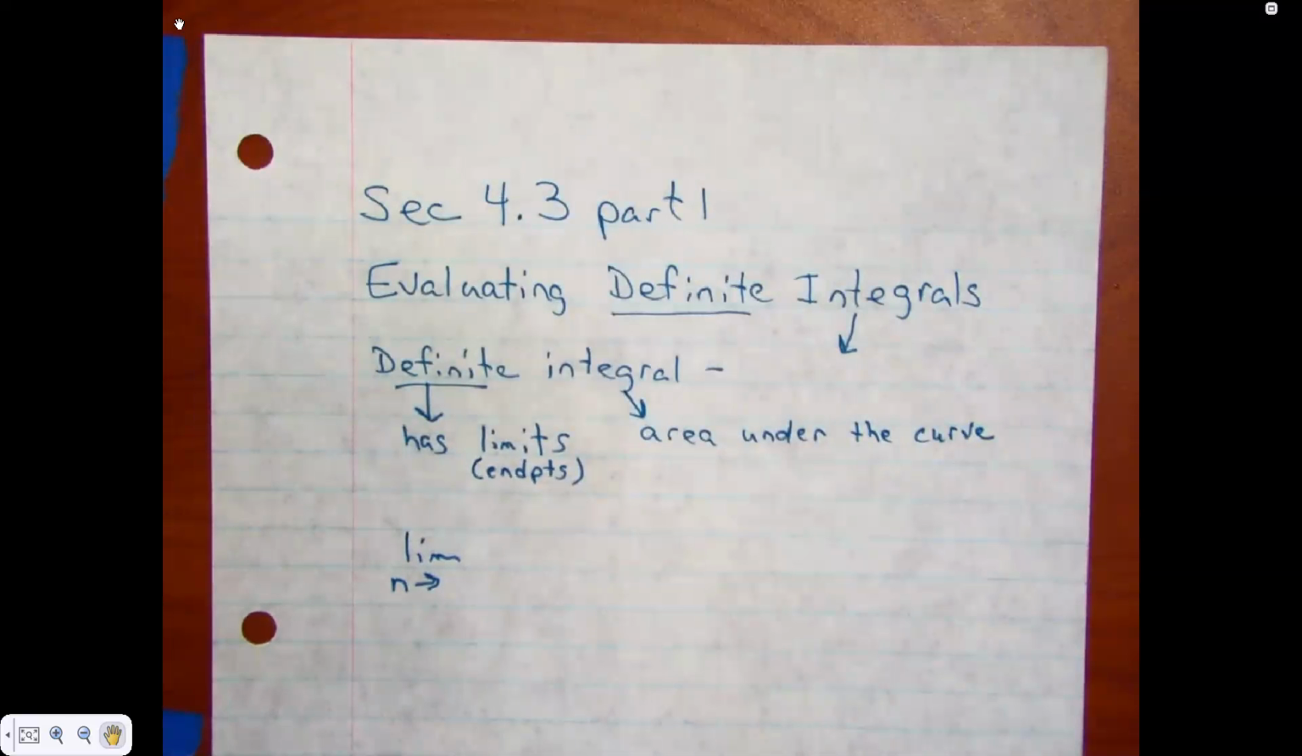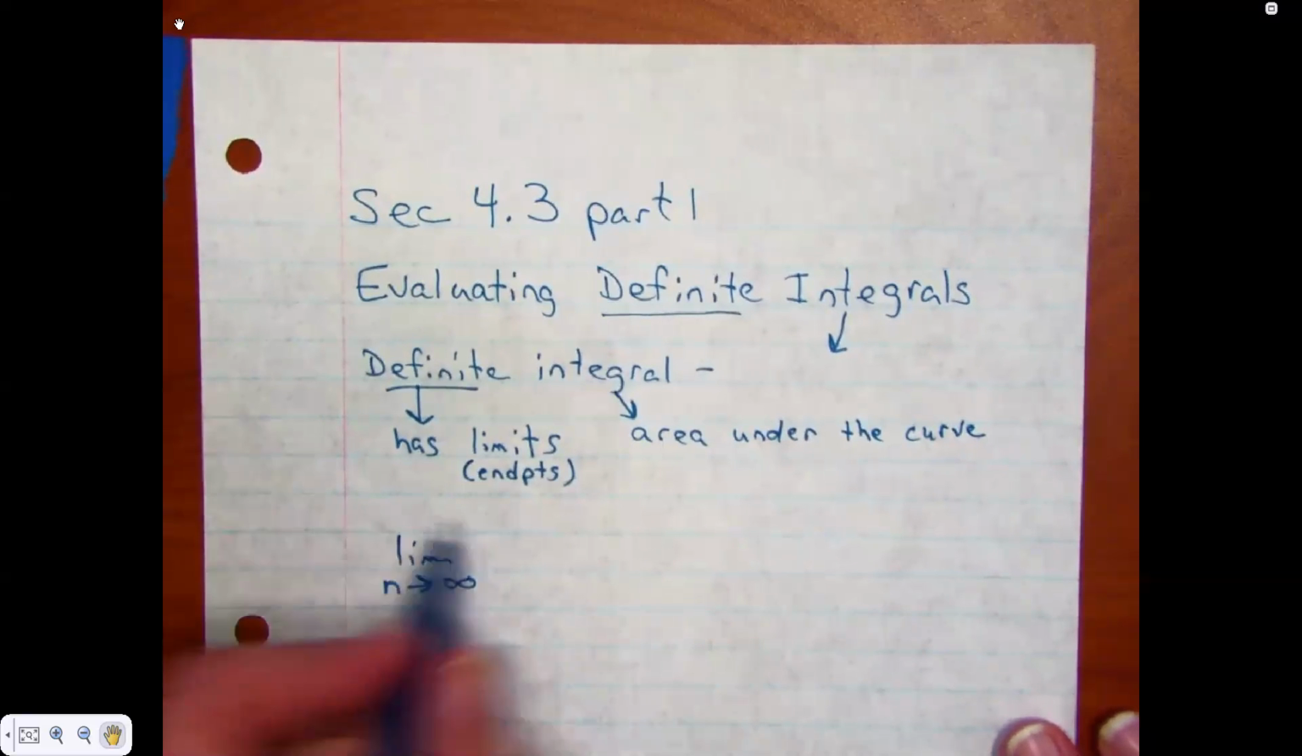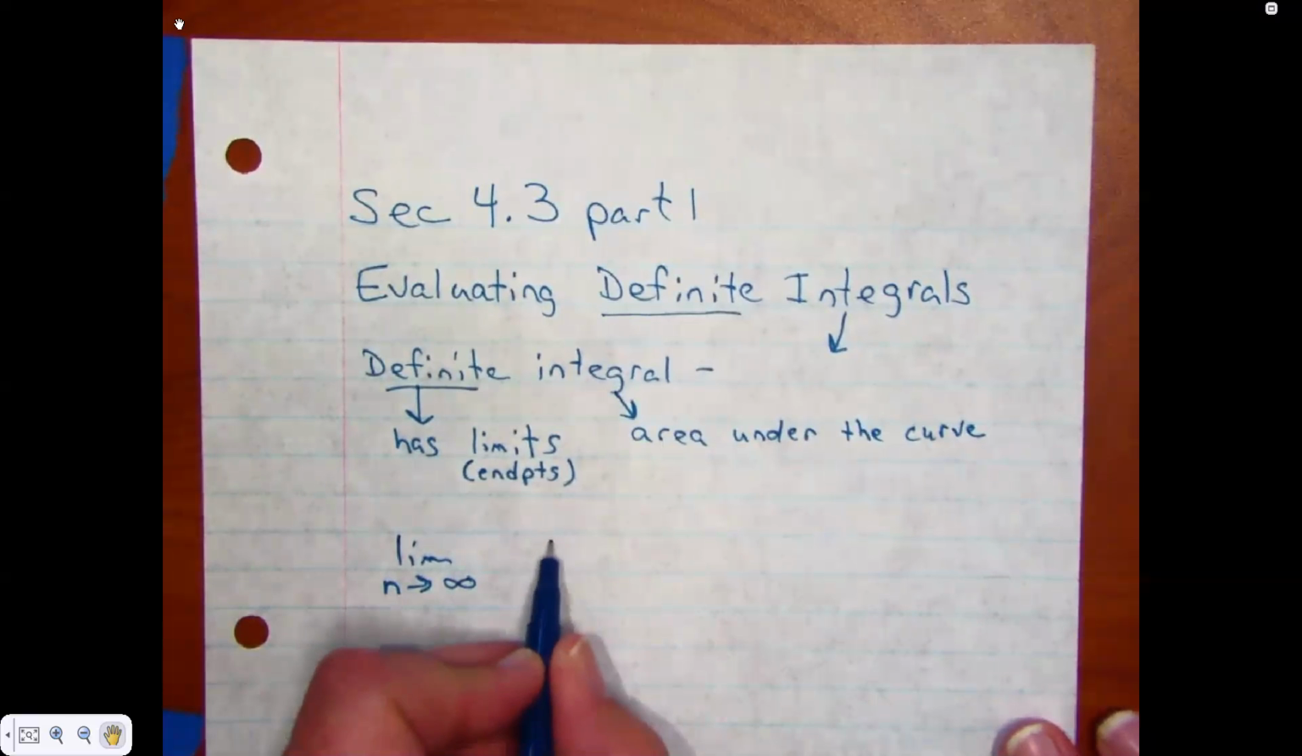So 4.2 says the limit as n approaches infinity. Now, n is your number of rectangles. How many rectangles do you want? Remember, the more rectangles you have, the better your answer. So we want the number of rectangles to head to infinity.